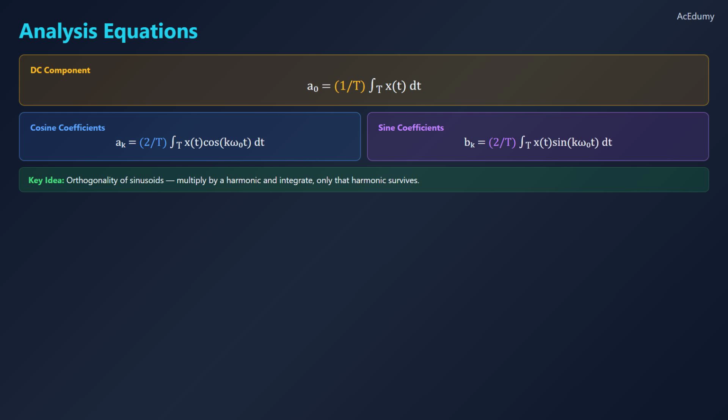Here are the Fourier series analysis equations. The DC component a0 equals 1 over T times the integral of x(t) over one full period. For the cosine coefficients, ak equals 2 over T times the integral of x(t) times cosine of k omega 0 t. For the sine coefficients, bk equals 2 over T times the integral of x(t) times sine of k omega 0 t. These integrals exploit the orthogonality of sinusoids. When you multiply a signal by a specific harmonic and integrate, only that harmonic's contribution survives.